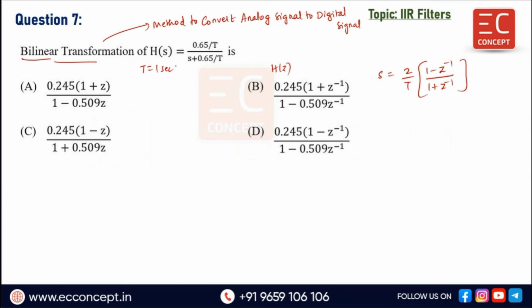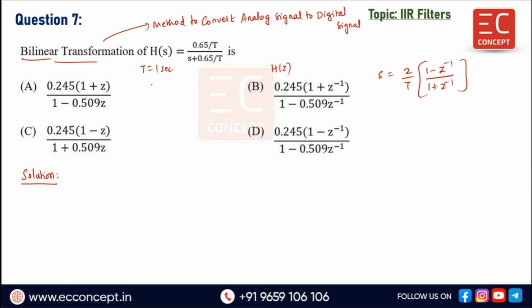Okay, if it is not given, kindly take it as 1 second. Even if it is not given, when you substitute, the 2 by T and the T will cancel out. In some cases they mention T; if it is not mentioned, by default we need to take it as 1 second.